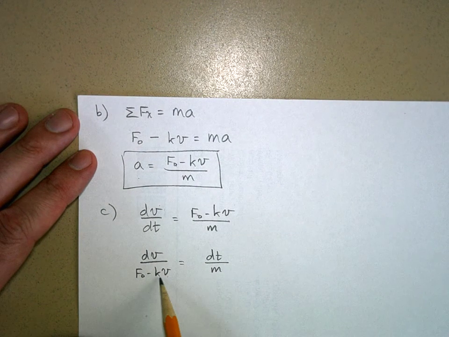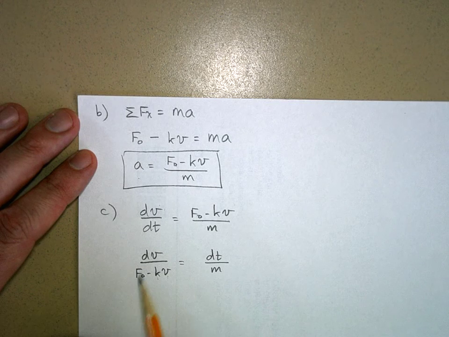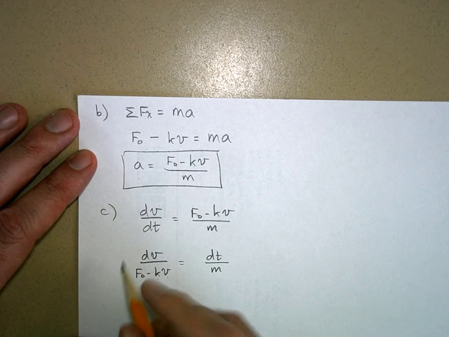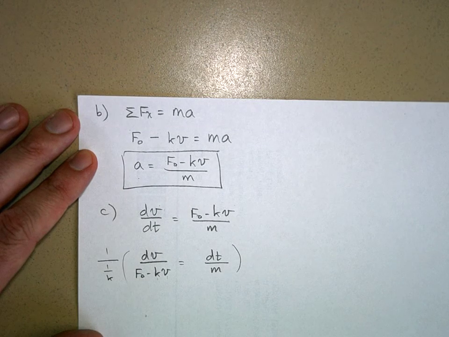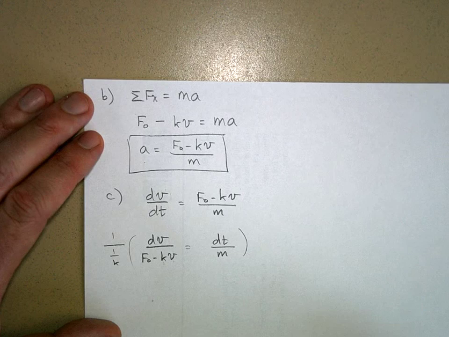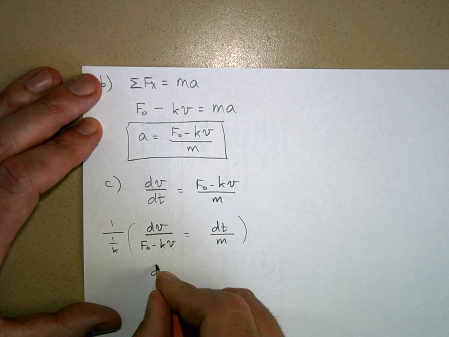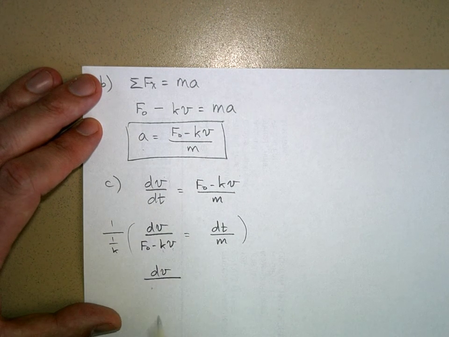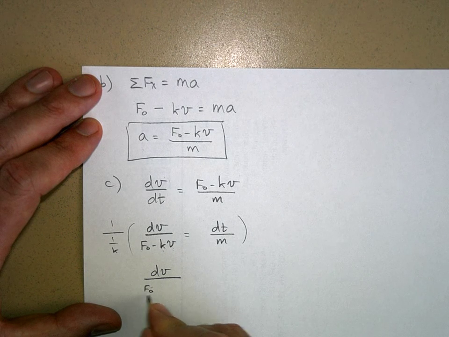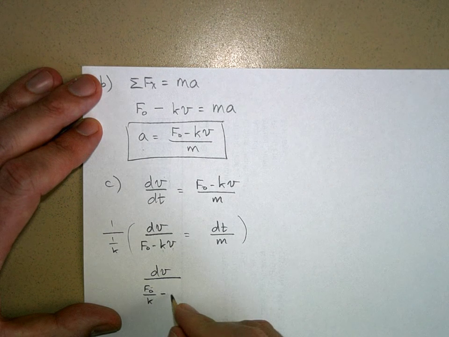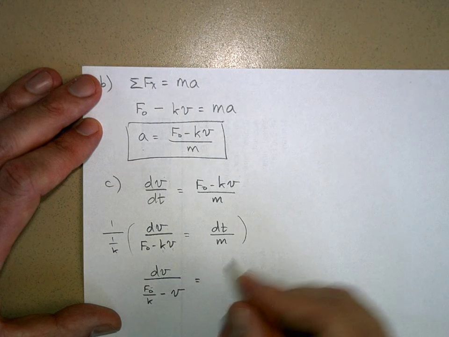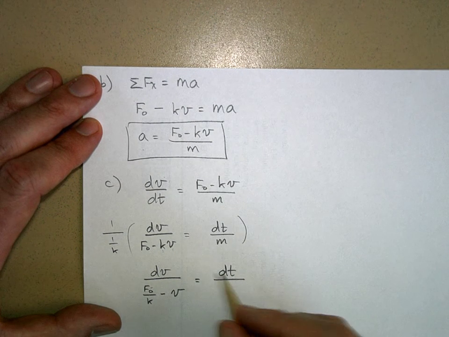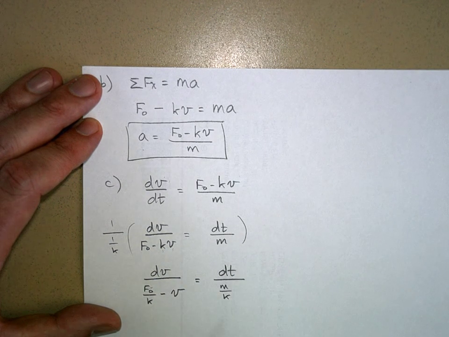First, let's get rid of the k in front of the v. And what are we going to do? We're going to multiply both sides of the equation by 1 over k. Now, what does that give me? Well, it gives me dv over (F naught over k minus v). And then over here, we get dt over m divided by k.